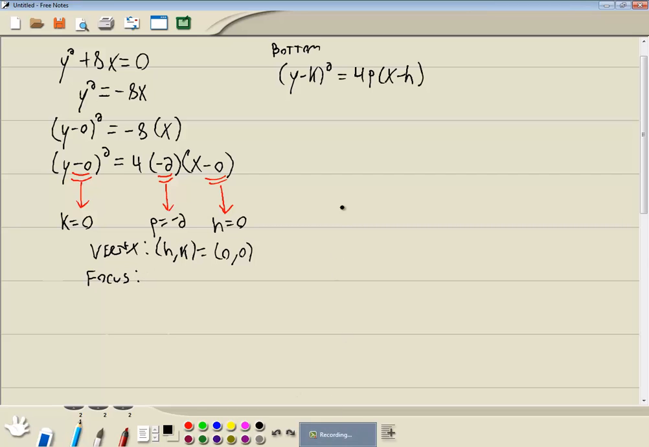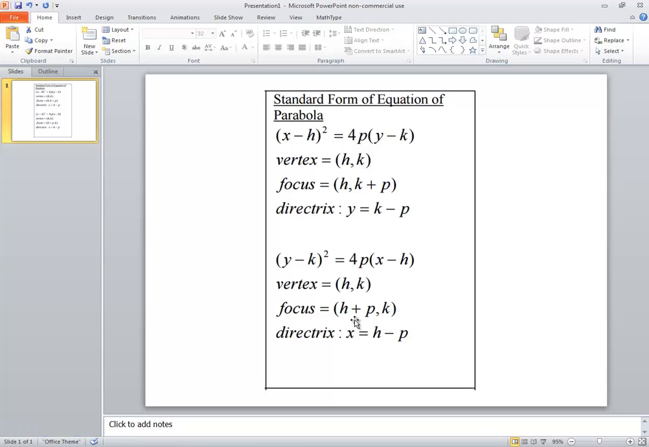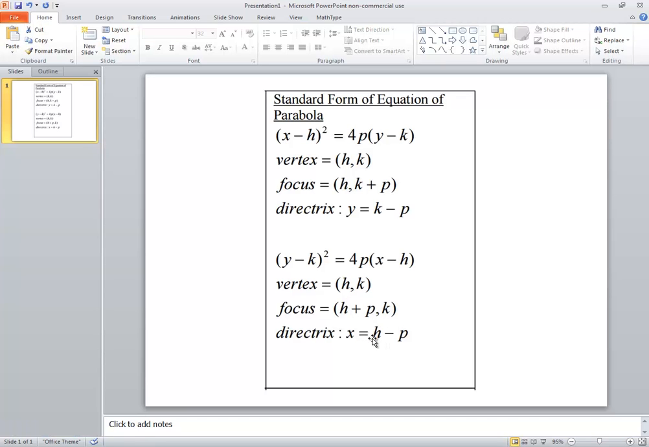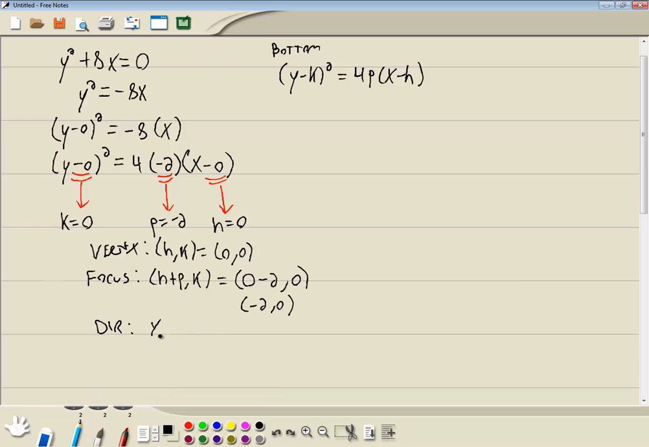Now they're asking us for our focus, and we said we're using our bottom formula. So here our focus will be (h plus p, k). Well, h is 0, and p is negative 2, k is 0. So this will be (negative 2, 0). Now our directrix is x equals h minus p. Well, h we said was 0, minus p, which is negative 2. Negative, negative, we're going to get x is equal to a positive 2.